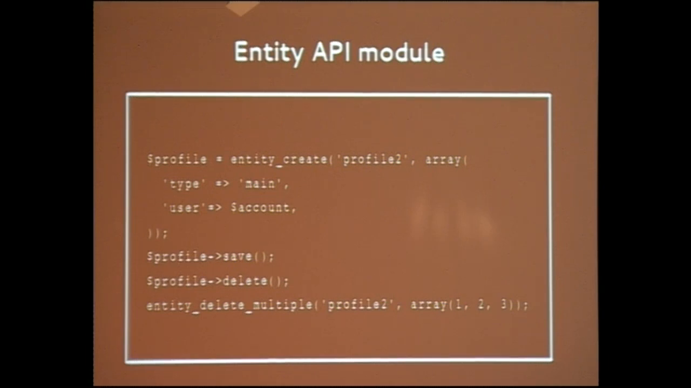You can use entity create for creating a new entity object, and as the entity API module also has support for classed objects, you can then directly work with the class object and save it and delete it and use all the other helpers that are available for it. Then that's only the CRUD functionality, but the entity API module also helps you with integrating your entity type more with all the other contrib modules.